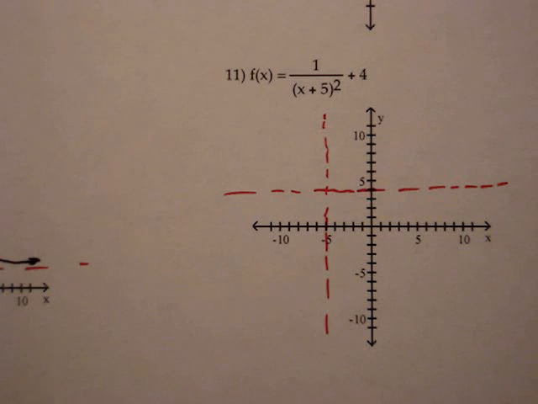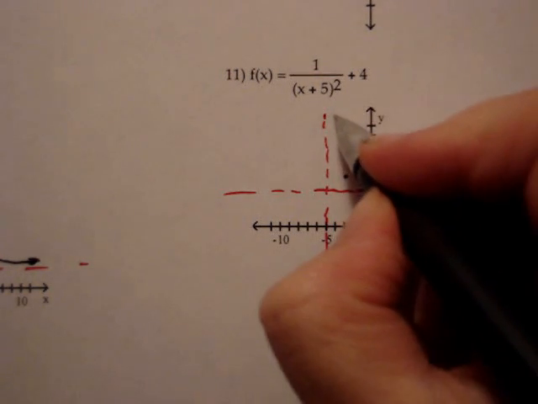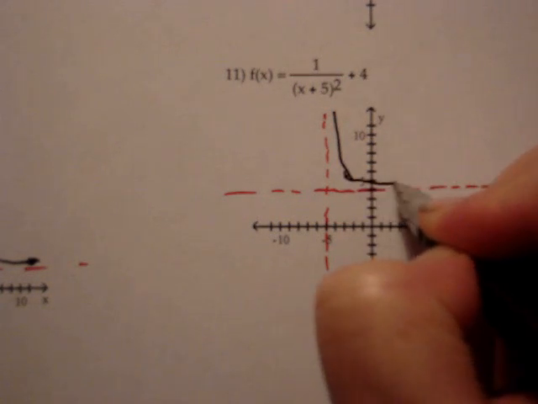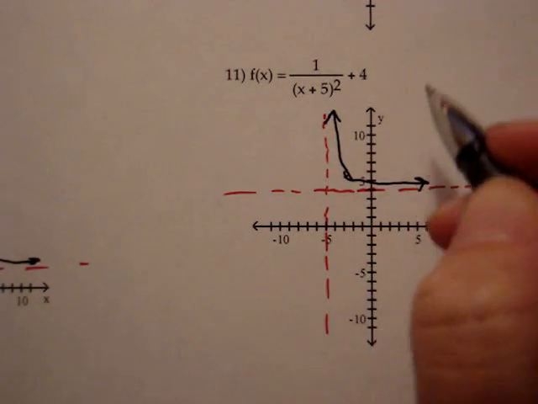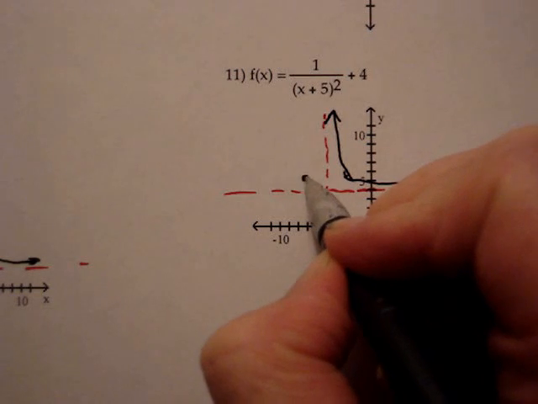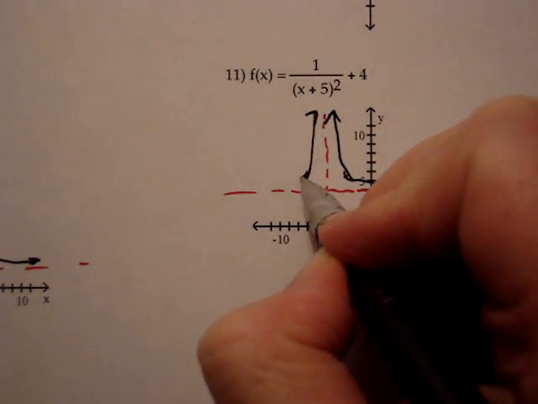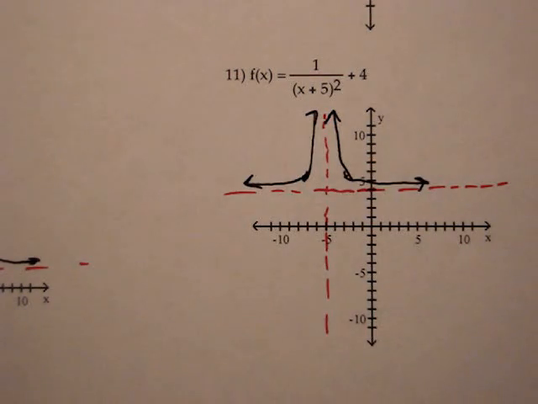And there are my guidelines, and I put the first piece in the upper right corner of my little guidelines, and I put the second piece in the upper left corner of my guidelines. And that is the basic shape of the graph on number 11. And that's 3.5.